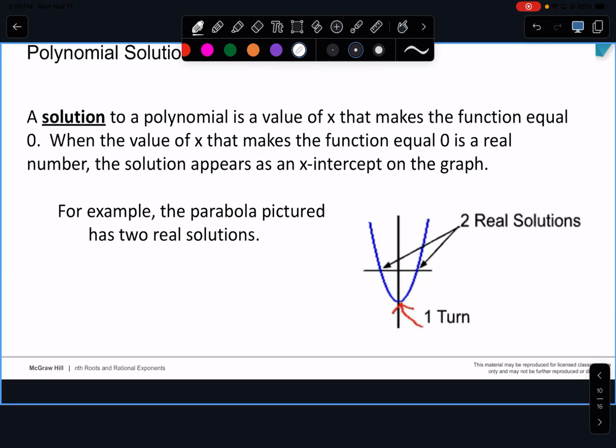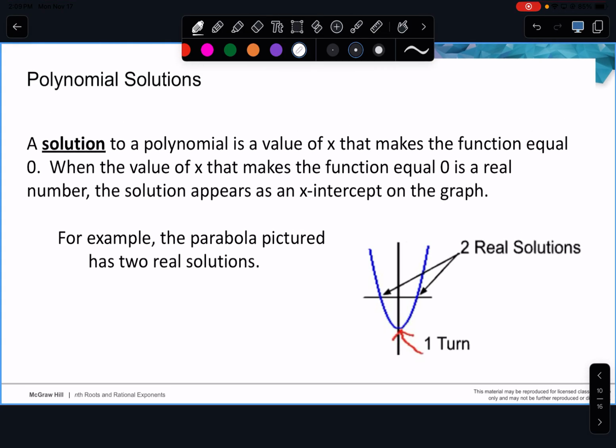All right, moving on to the next part, talking about solutions. We've already talked about this a little bit. So a polynomial solution is a value of x that makes the function equal to 0. And when we say the function equal to 0, we're saying that the y is 0, which makes it an x-intercept. Okay, so if it's on the x-axis, we call it an x-intercept, which means the y is 0. That's our solution, or our 0, or sometimes people call it a root.